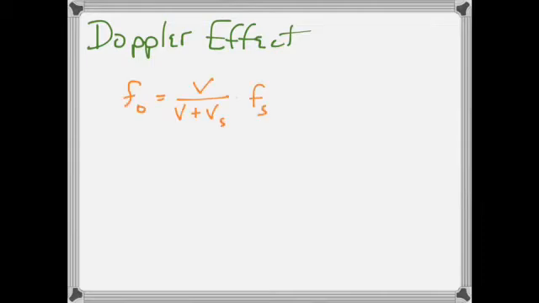The frequency the observer hears is equal to the velocity of sound divided by the velocity of sound plus the velocity of the source, times the frequency of the source. Well, I need to solve for the velocity of that source. Notice that the frequency of the source times the shift factor equals the frequency I hear. Let's solve for the velocity of that source.